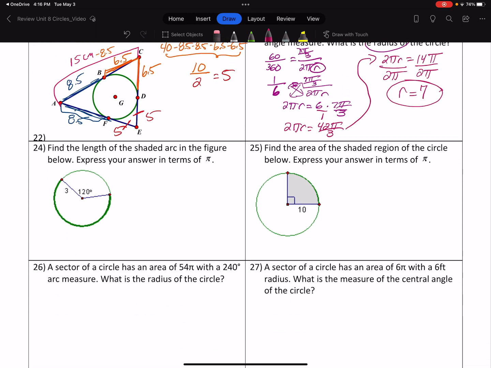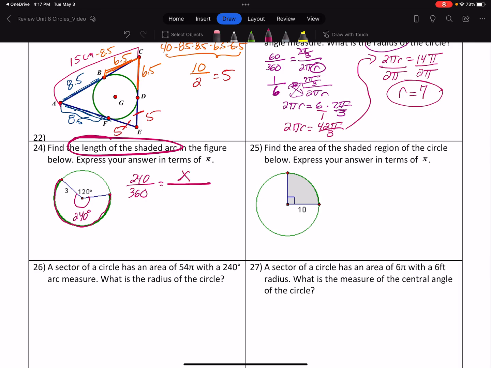24, find the length of the shaded arc in the figure below. Express your answer in terms of pi. So the shaded arc is this part right here. This is my 240. So I'm going to do 240 over 360. So angle over angle. Now I have to figure out what I'm looking for. It says the length of the shaded arc. So I'm trying to find the whole length. I'm not trying to find part of it. Sorry, wrong place. I'm trying to find the length of the shaded arc.